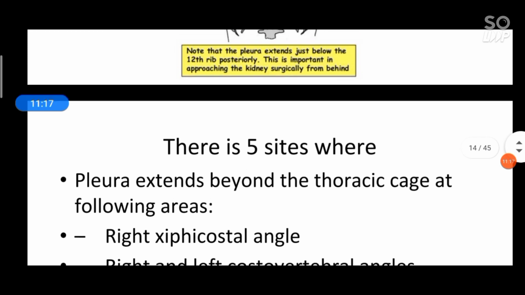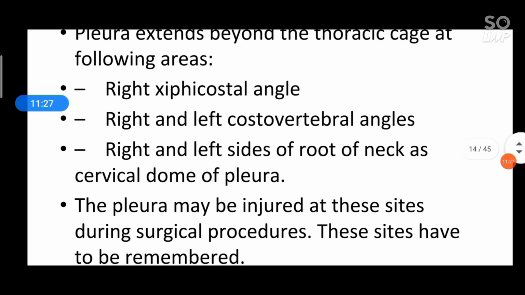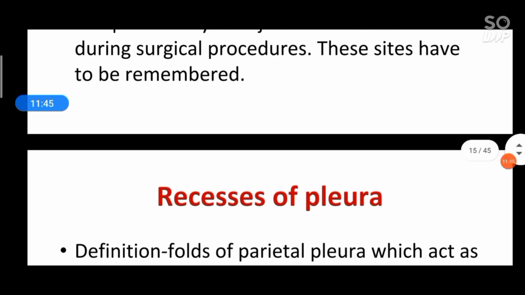So there are 5 sites where the pleura extends beyond the thoracic cage in the following areas: the right xiphisternal angle, the right and left costovertebral angles, and the right and left sides of the root of the neck as the cervical dome of pleura. It is important because normally the pleura is injured at these sites during surgical procedures. So you should remember these sites.